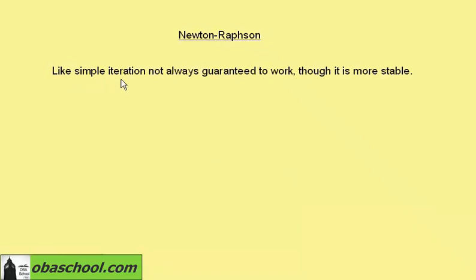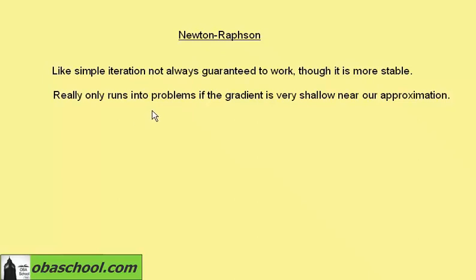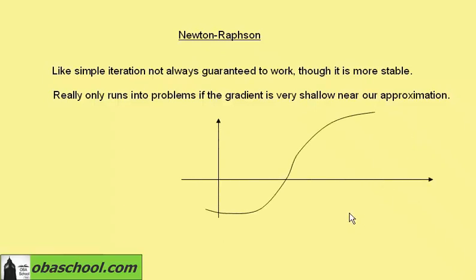Like simple iteration, it is not always guaranteed to work. The Newton-Raphson method can fail, although it is greatly more stable than the simple iteration method. This method really only runs into problems if the gradient is very shallow near our approximation. If we look at this, we have a shallow gradient here, and the tangent takes us over to here. So when we take our next approximation, the tangent takes us much further away, and if we look at the fact there's a turning point here, the next gradient is going to take us a long way from the root here.